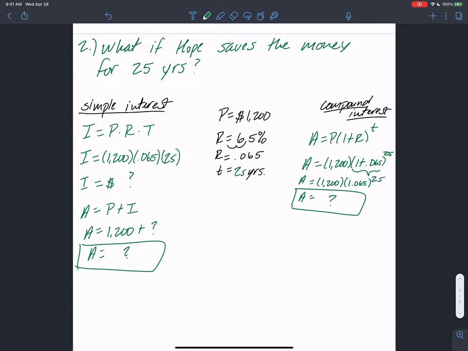I'm probably going to do that tomorrow, okay? Just FYI. I'm going to make you do it one way, and then I'm going to ask you, what if we save for more time? Which account would be better? And you would answer the question there, okay? Very important tomorrow that you show all work, okay? All work.